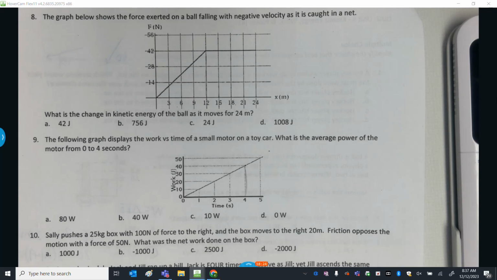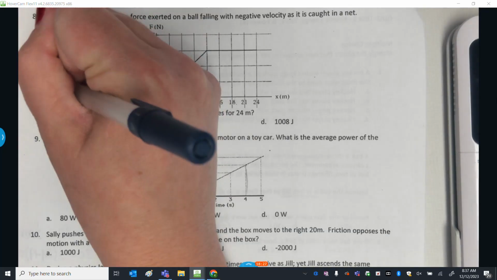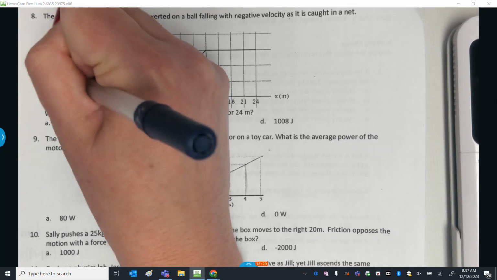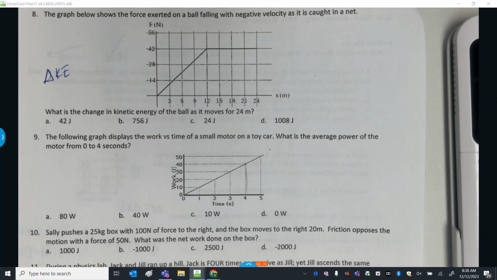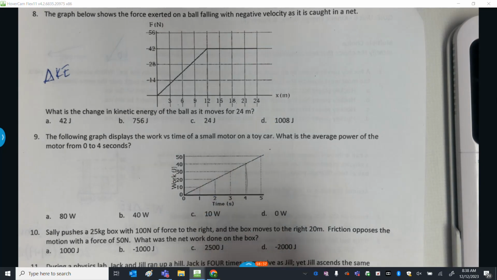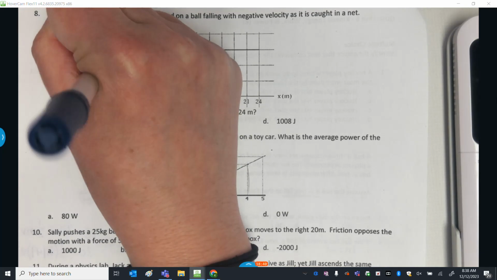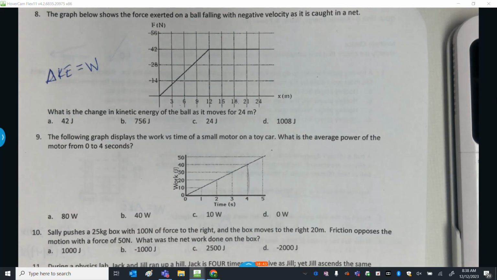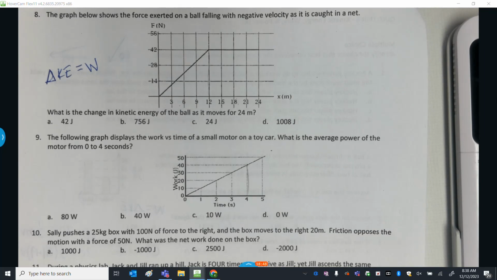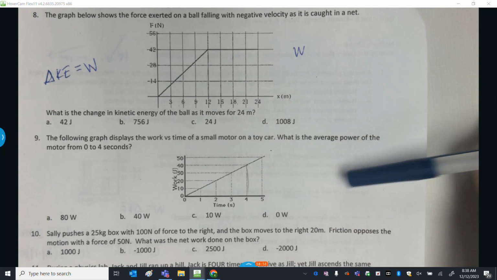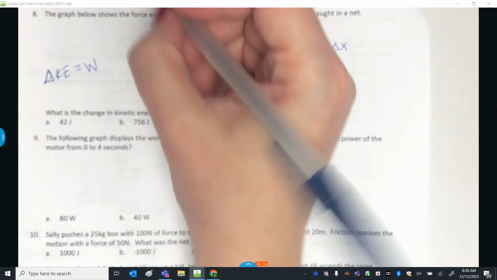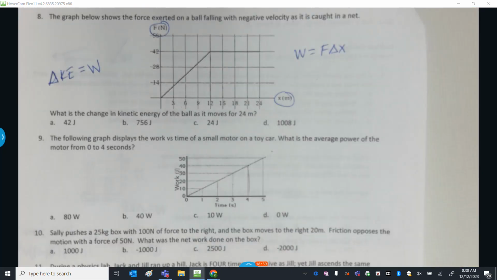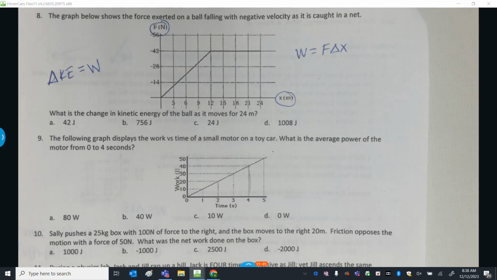So I can find change in kinetic energy, so delta KE, if I know my final kinetic energy and my initial kinetic energy. I can subtract. I don't know that. I also can find it if I know work, because change in kinetic energy is equal to work. That is the work energy theorem. And I do have enough information to find that, because work is force times displacement. And this is a force position graph. Force displacement graph, change in position is displacement.